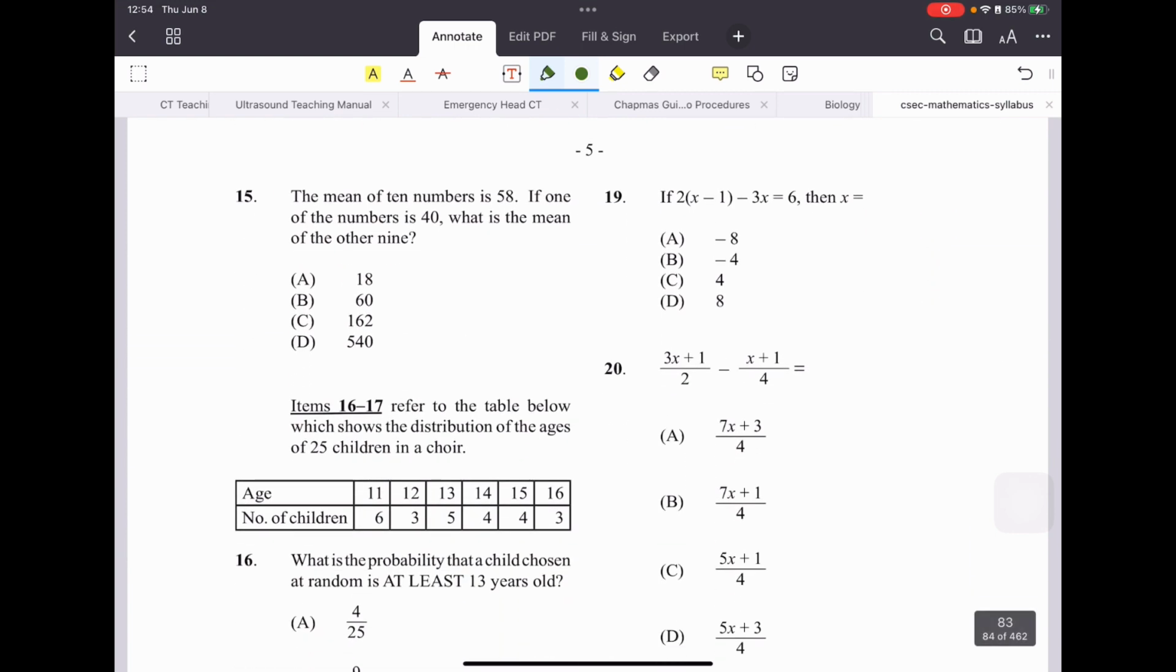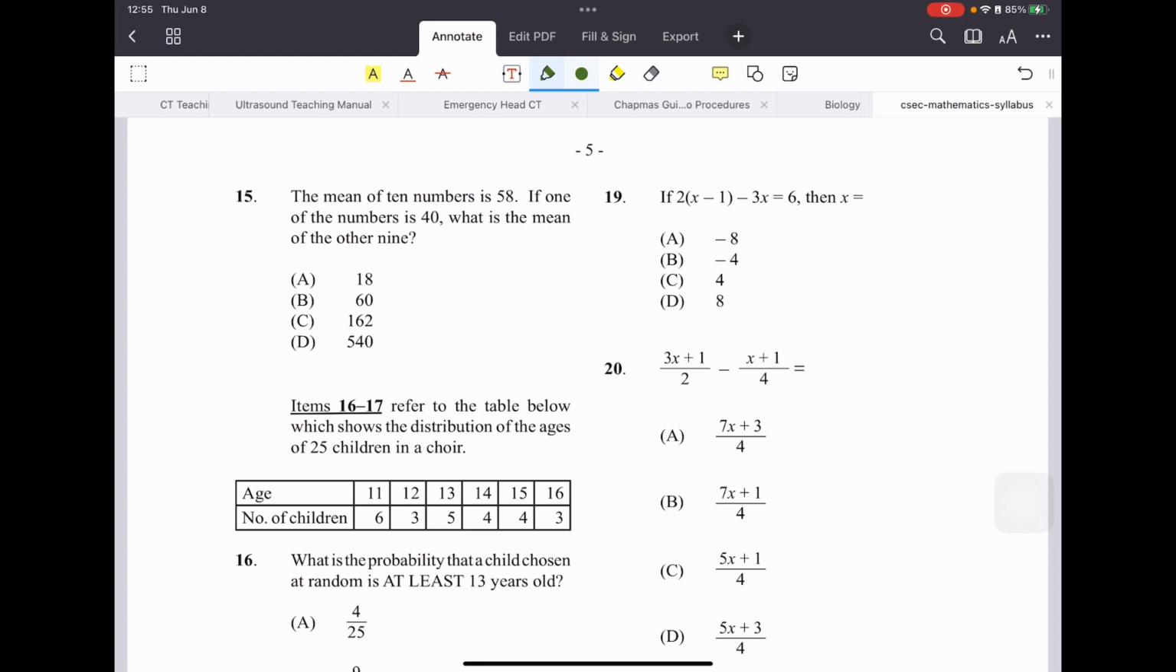Alright, so the mean of 10 numbers is 58. If one of the numbers is 40, what is the mean of the other 9? And to tell you the truth, if you use common sense, you don't need to do any working. Alright, and I'm going to show you the common sense method first.